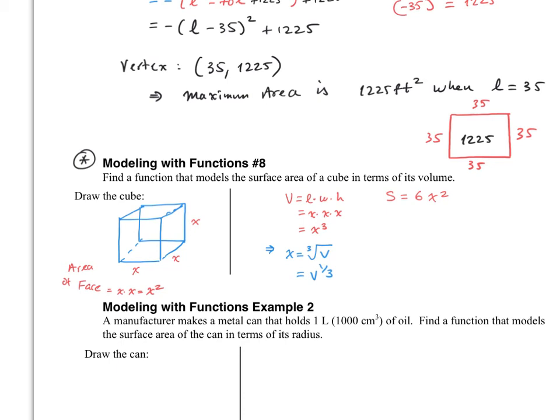So therefore the surface area in terms of the volume is going to be 6x squared, but x is the cube root of the volume, then you square. So this is 6 times V to the 2/3, or you can write it as 6 times the cube root of V, the whole thing squared. It's exactly the same thing.